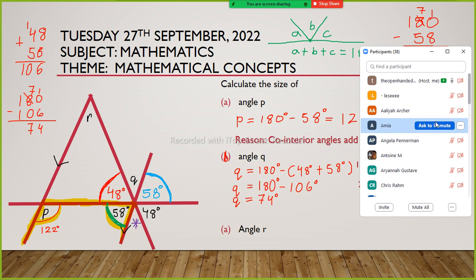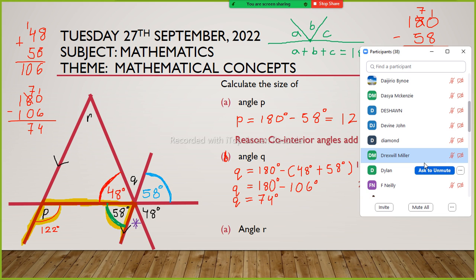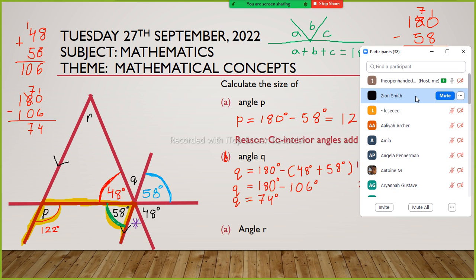How about Mike? Okay, what I could ask? Help me out. 180 take away 122. 180 take away 122. Why would you say that? What are you thinking? I don't know. It was an educated guess, just a hypothesis. Okay.